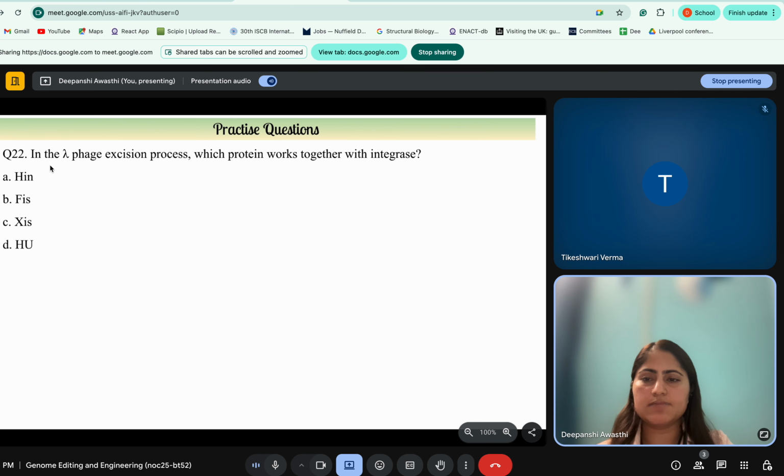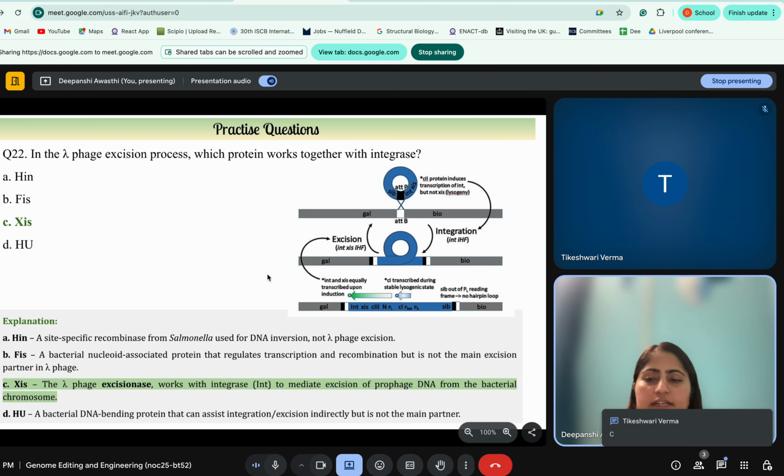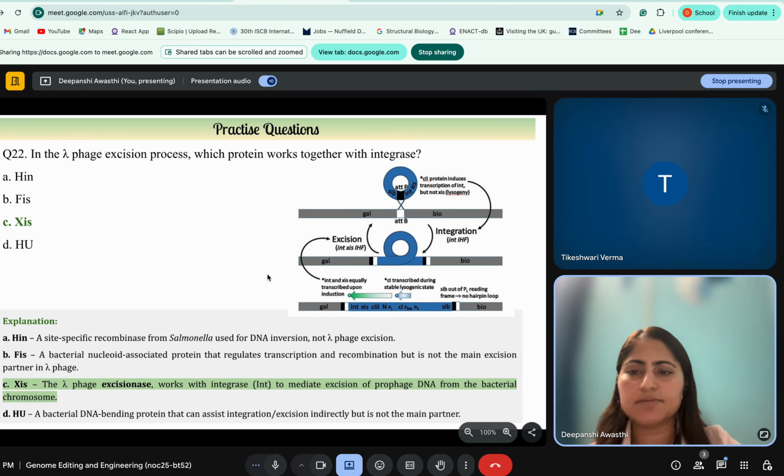Now the next question is, in the lambda phage excision process, which protein works together with integrase? Option A, HIN, option B, FIS, option C, XIS, and option D is HU. So yeah, you are right. The right answer is option C, which is XIS. We have already seen that during integration, Int and IHF are used, but during excision, we require both Int and XIS along with IHF. They together are responsible for the excision.